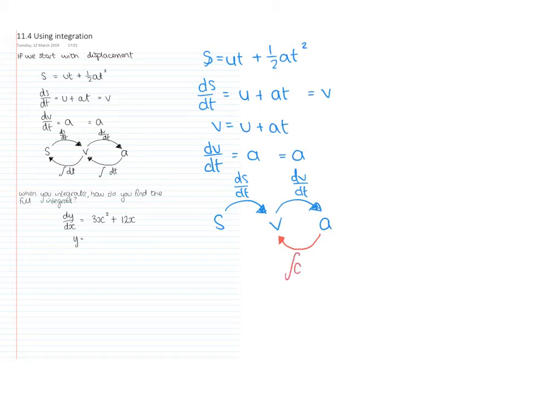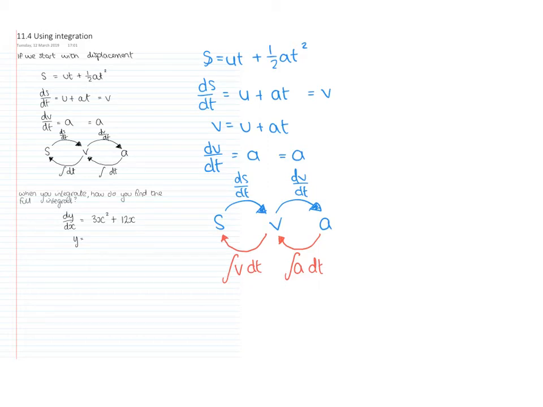So we integrate a with respect to t to give us velocity, and we integrate v with respect to t to give us displacement. Okay, so that's straightforward enough.